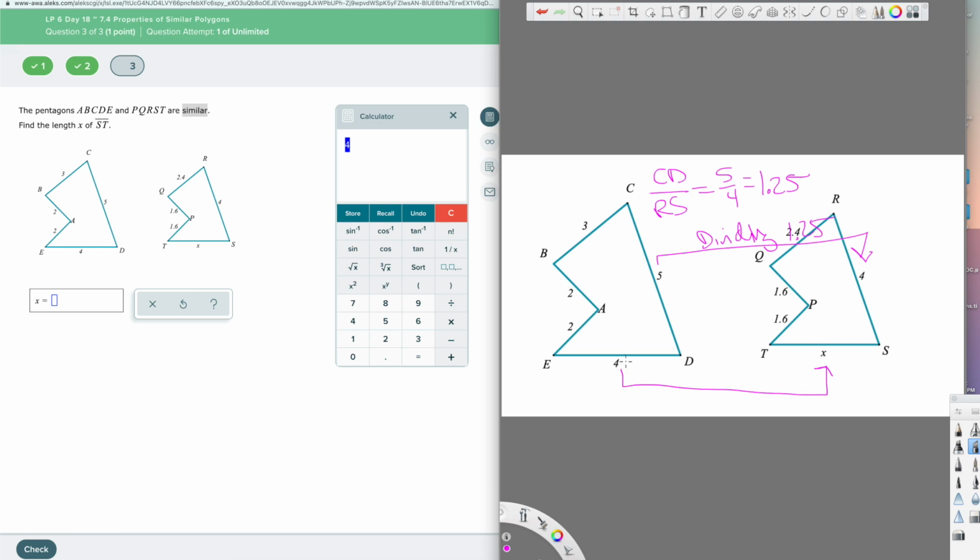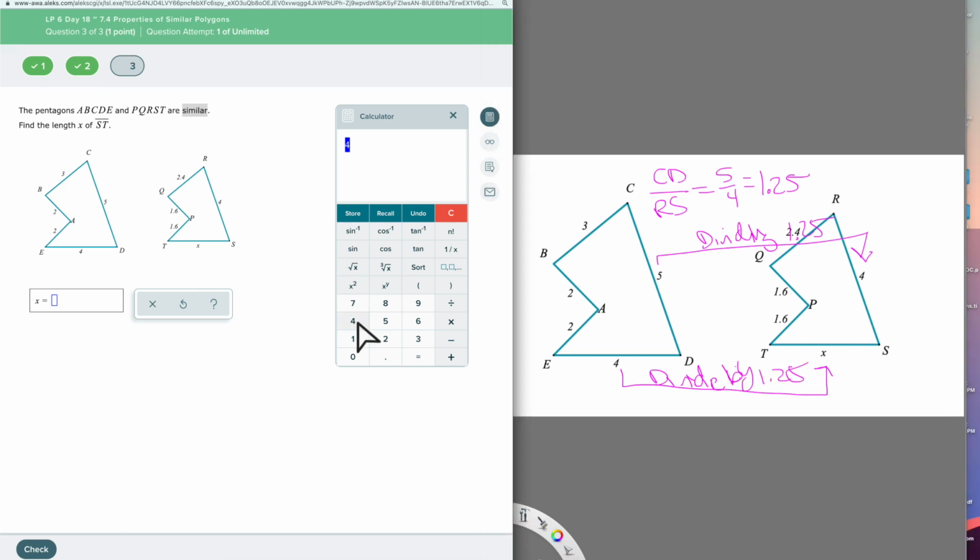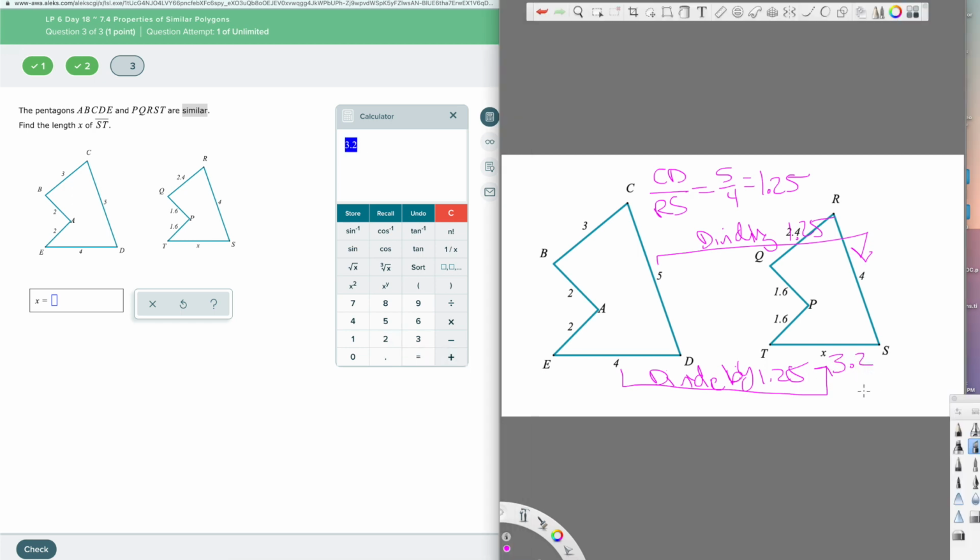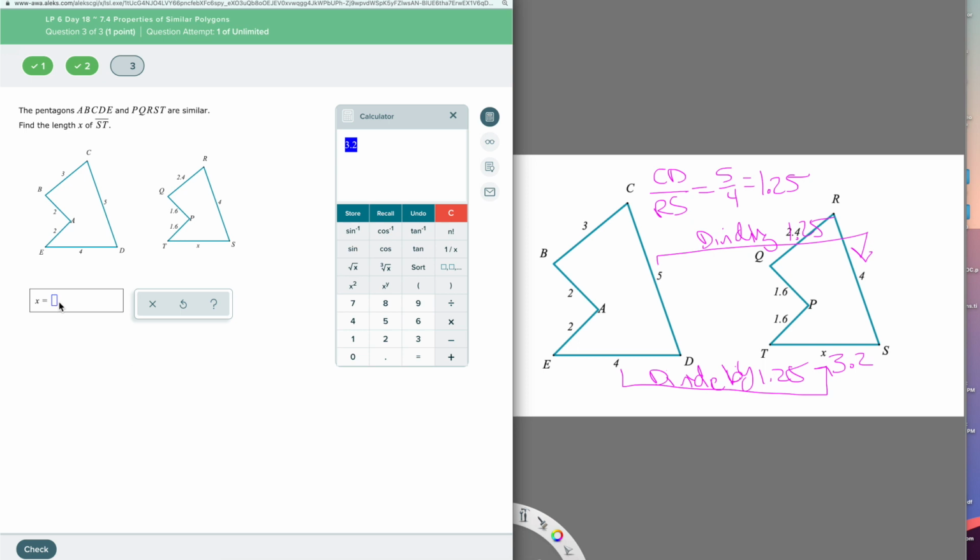So I'm going to do the same thing. I'm going to divide by 1.25 to find X. So 4 divided by 1.25 gives me 3.2. So I can come over here and enter 3.2 and check, and that works.